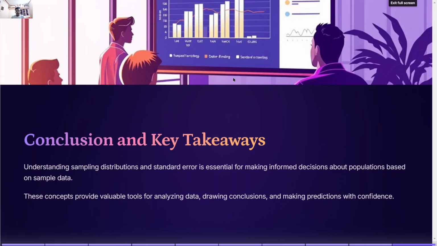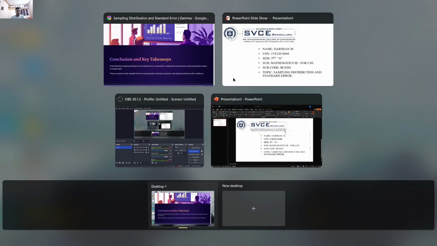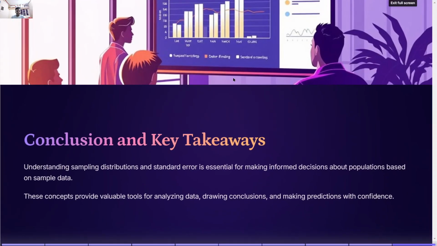Finally, the conclusion and the key takeaways from the topic of sampling distribution and standard error. Understanding the sampling distribution and standard error is crucial for accurate statistical inferences. Sampling distributions show how sample statistics vary, while standard error measures their precision. Together, they enable reliable population estimates from samples, supporting informed decisions and enhancing the validity of research findings across diverse fields. Thank you.